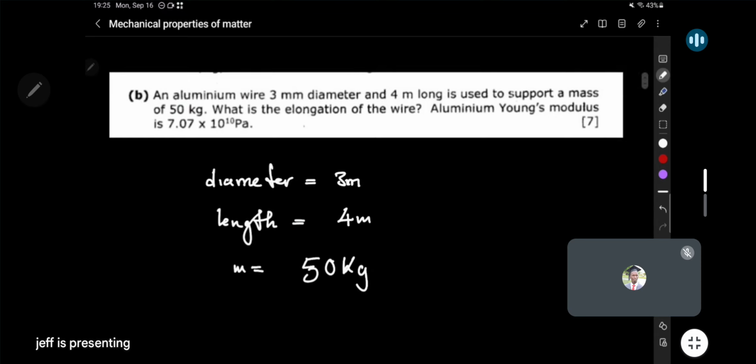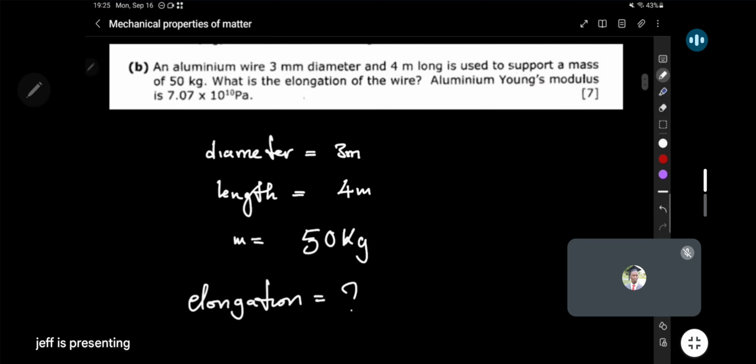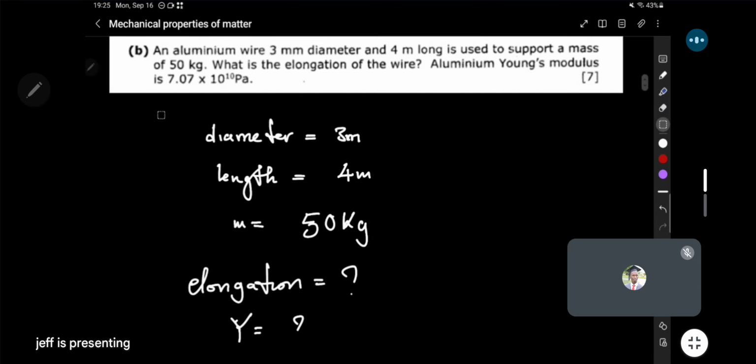What is the elongation of the wire? So the elongation, what does that imply? What do they want us to find? Then we're also given the Young's modulus. So once they start mentioning Young's modulus and elongation, it should already point to you that this problem is coming from properties of matter.